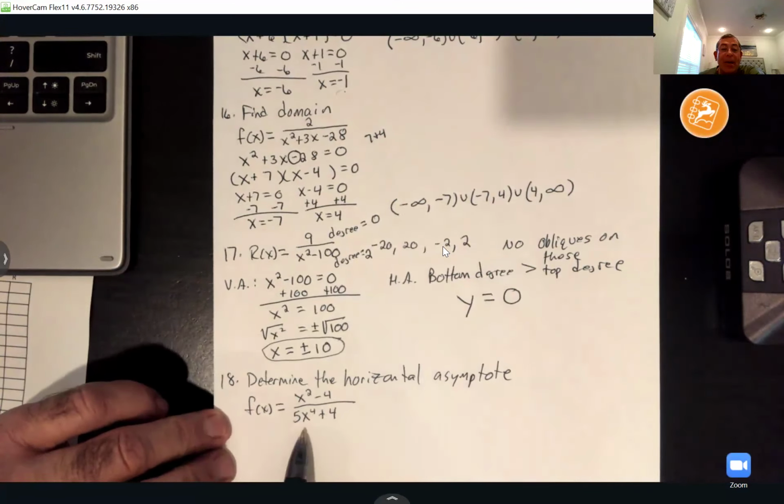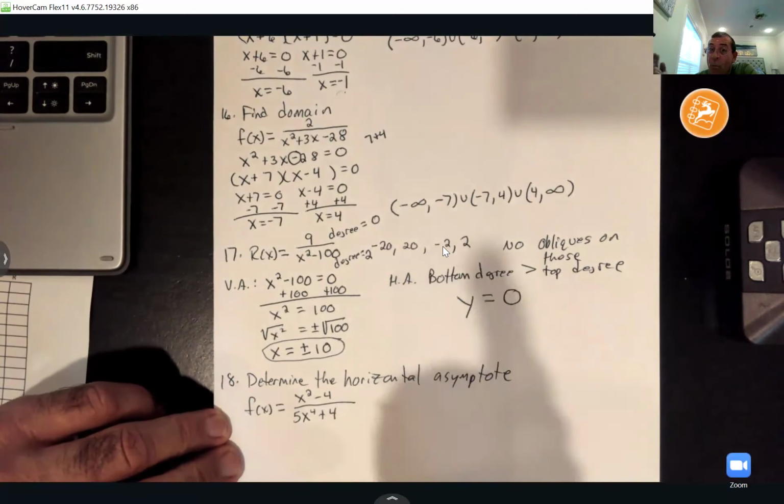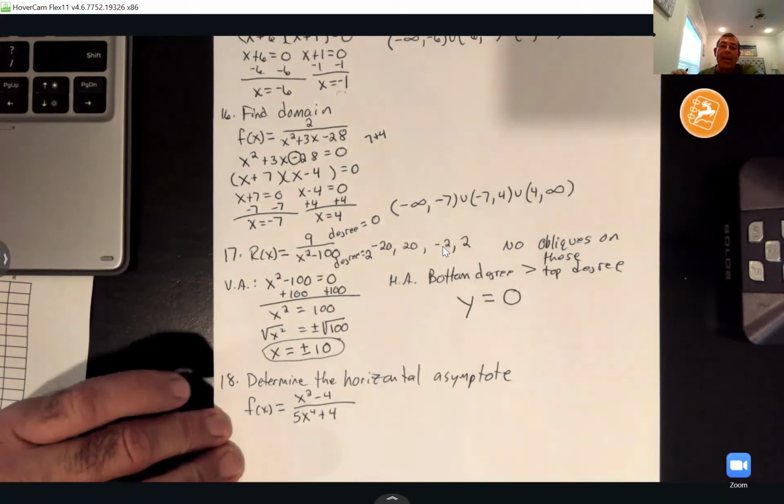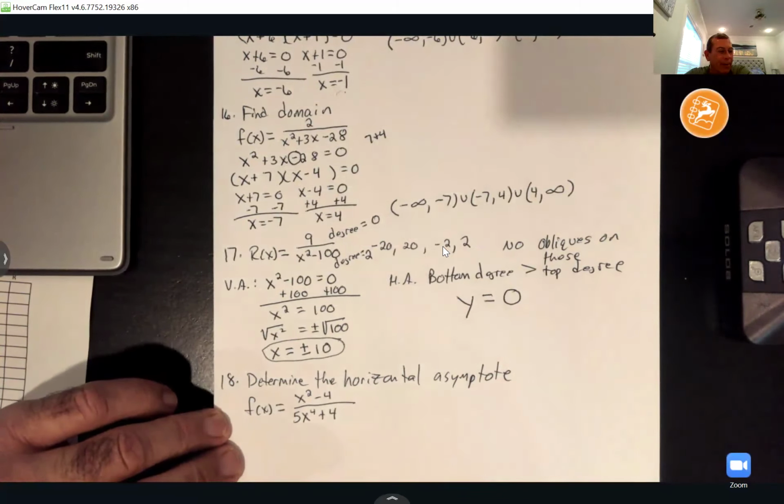So do y'all want to guess and tell me what is my horizontal asymptote going to equal? Do I have one? And if I do, what's the equation? If I don't, then just tell me, hey, there ain't one.